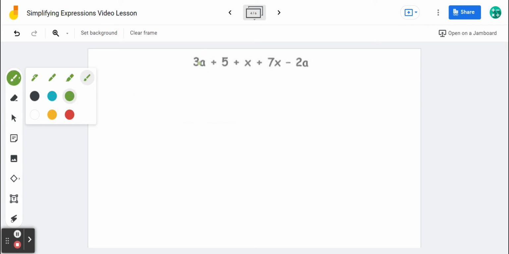Always highlight. Let's say I see that there's an A term. I'm going to highlight the A terms in green. Go down, and notice that I'm highlighting the signs that are in front of them. Then I'm going to highlight the constant in blue. That's the only constant. And then I'm going to highlight the x terms in red.